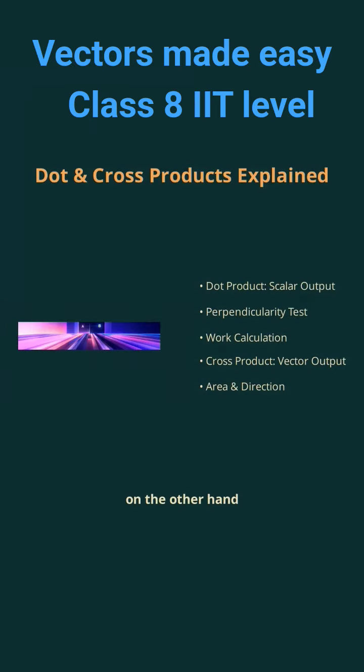The cross product, on the other hand, creates a new vector perpendicular to the plane of the originals, with a magnitude equal to the area of the parallelogram they form. This is crucial in 3D geometry and physics, especially for understanding torque and rotational motion. These operations expand your toolkit for solving real-world problems.